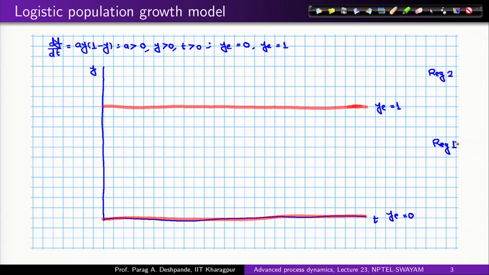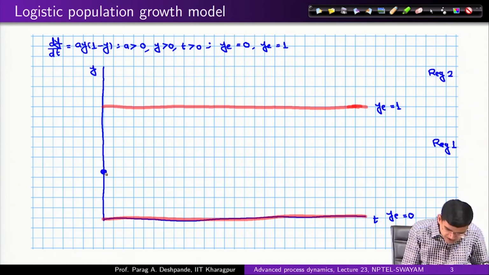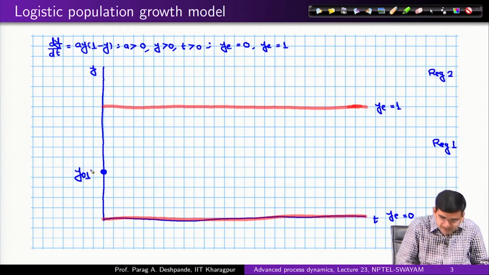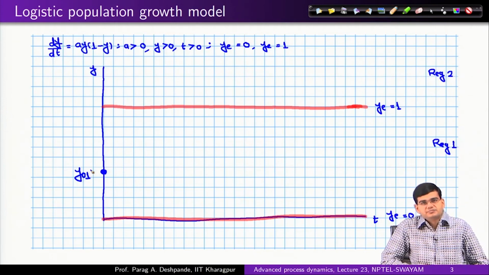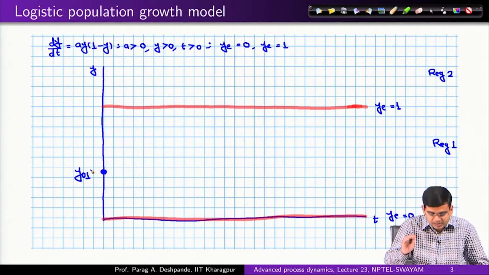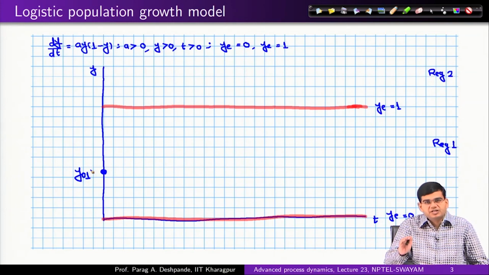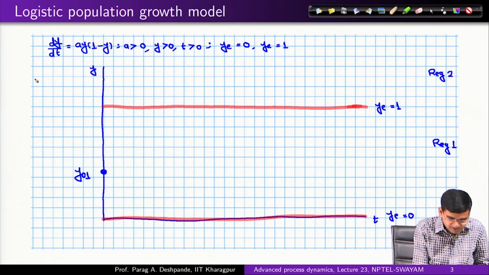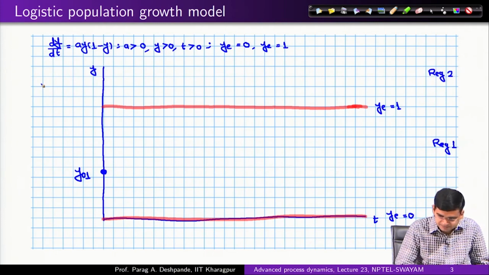In region 1, the initial population y 0 1 is less than the equilibrium population, right. In region 1, the initial population, or the population at any instant of time for that matter, would be less than the equilibrium population. So, I will do the analysis for region 1.